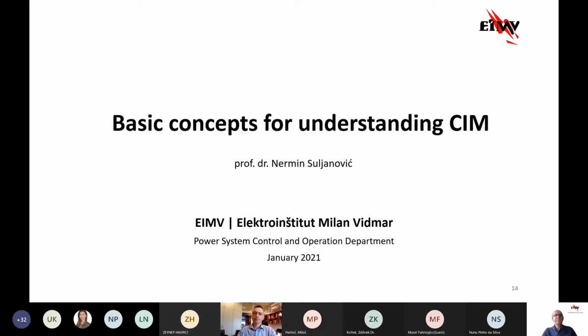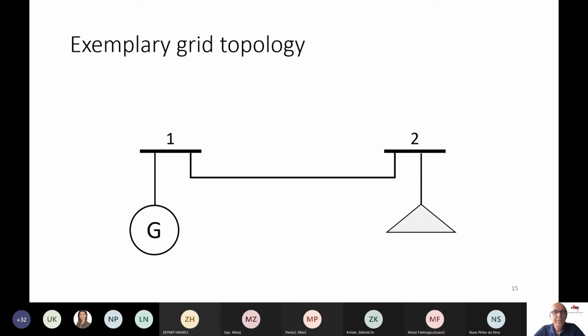Thank you, Matej. In the next part, I was thinking how to present such a complex and evolving subject as the common information model. So after discussion, I decided to focus on the grid model and to use a very, very simple topology. So we have here a generator, we have a bus bar, we have some line, another bus bar, and we have some load. And then we say, okay, we would like to use CIM to model this very simple topology.